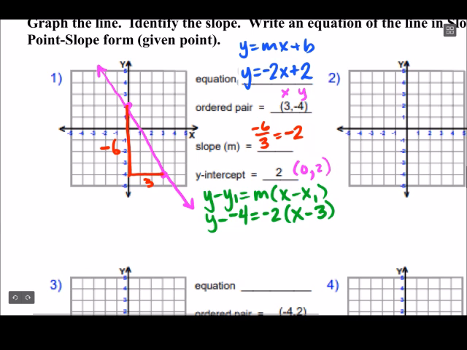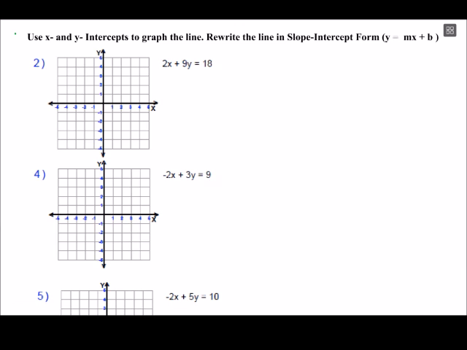And now I simplify. A minus minus is always a plus plus. So y plus 4 equals negative 2 times x minus 3. So slope-intercept form, point-slope form. And page 4. Use your x and y intercepts to graph the line. Do not forget your intercepts happen at the 0 value of the other point.